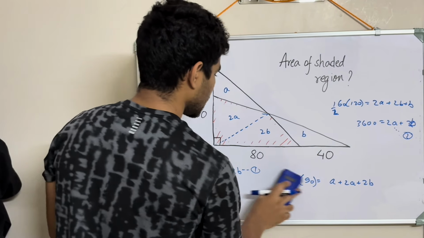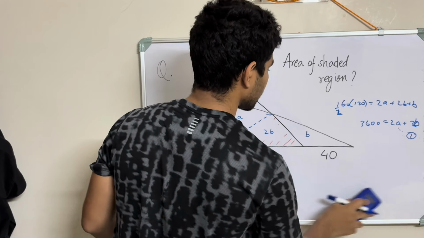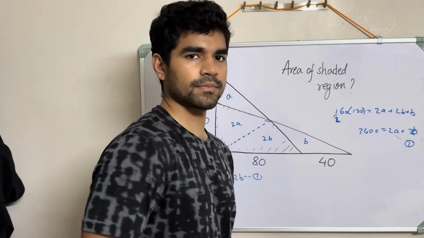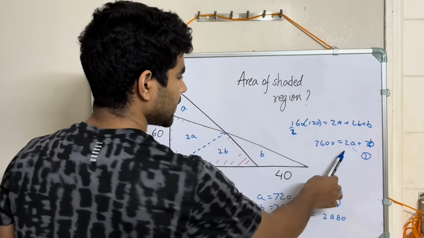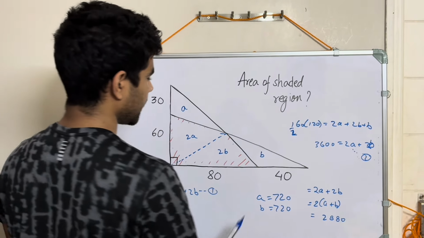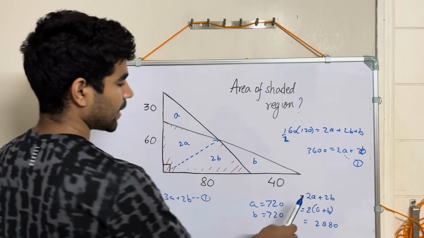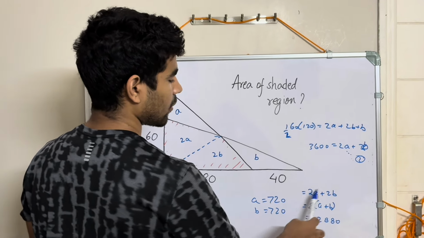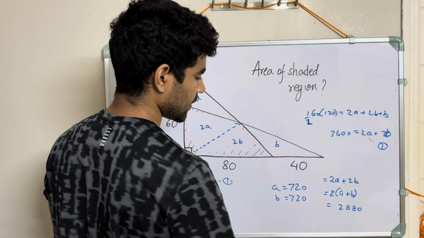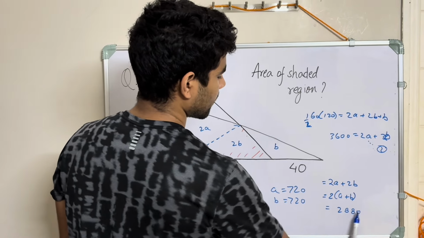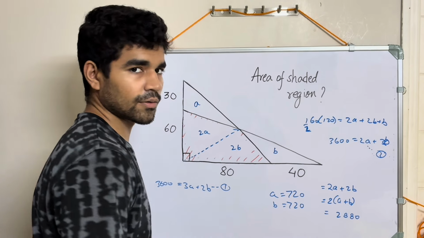Now after solving these 2 equations, we will get the value of A and B. Writing the area of the red shaded region, we get 2A plus 2B, and we know the values of A and B to be 720 and 720. So the area of the shaded region will become 2880. That's how we solve the question. Thank you.